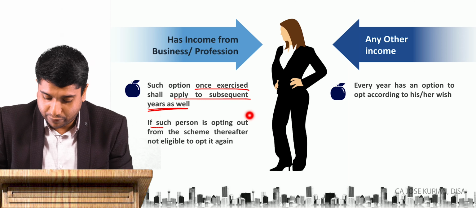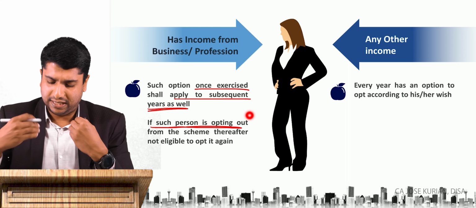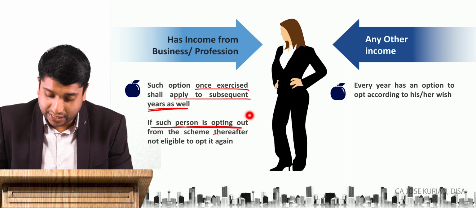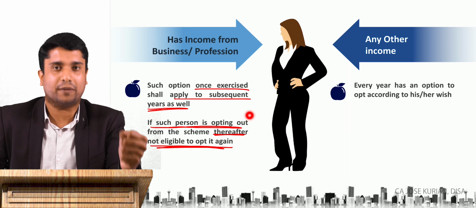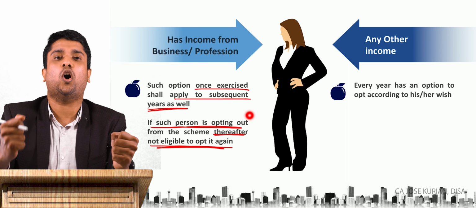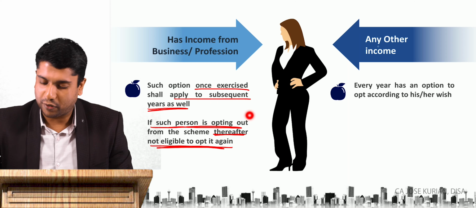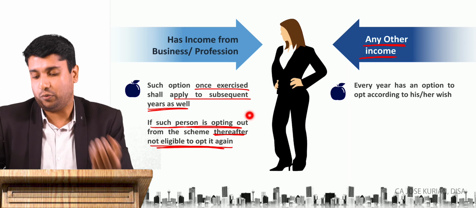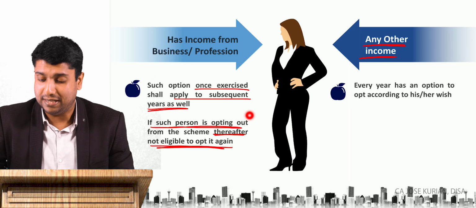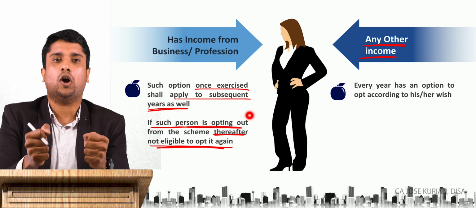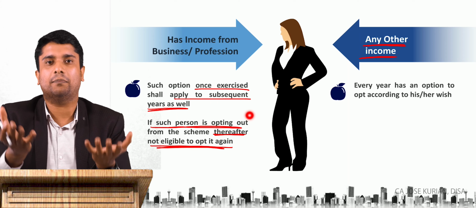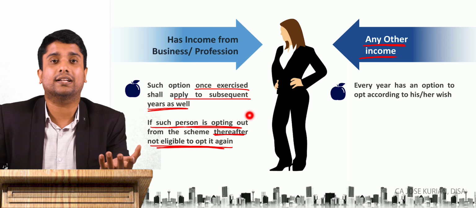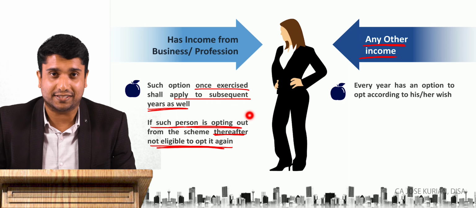And they are saying if you want to opt out in the next year, then you can definitely opt out, but thereafter not eligible to opt it again. Once you have opted out from the scheme, then you are not supposed to opt it again. That's what they are saying. For other persons, that means if you don't have any business or professional income, then every year you have the option whether to opt or not. It is open for you. You can do a comparative analysis and definitely you can consider whether to opt it or not.